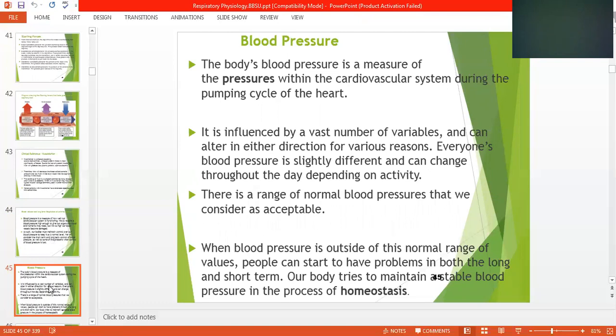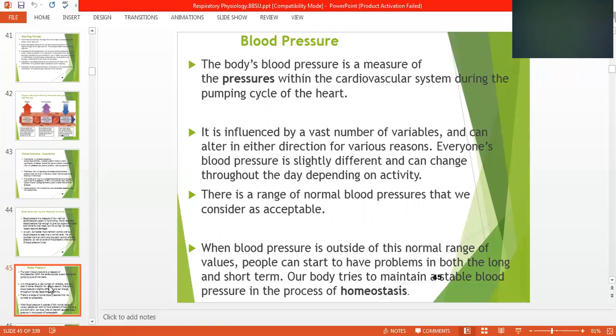Now we'll see the blood pressure. Blood pressure is a measure of the pressure within the cardiovascular system during the pumping cycle of the heart. When the heart is pumping blood to the whole body and head and neck, we call it systemic circulation. The other is pulmonary circulation, where the heart pumps blood towards the lungs for purification. After purification, the lungs send the blood back towards the heart to supply the body. So there is a cycle, the pumping cycle of the heart.